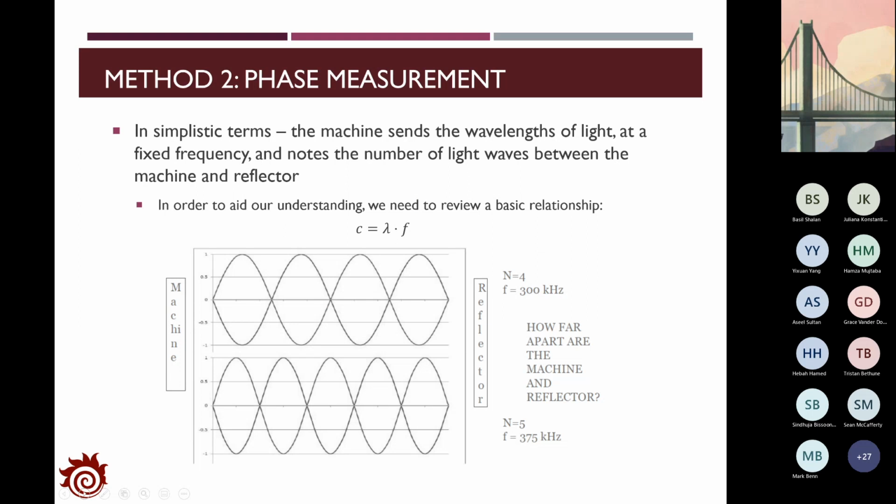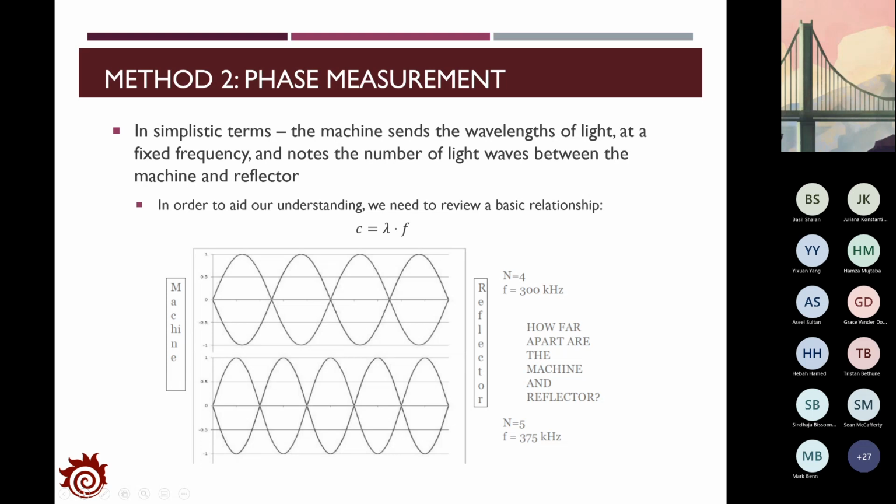And in this method, the machine will send the wavelengths of the light. They send the light with different frequencies of the waves, and in that sense, the wave will reach the target and reflect back. And by measuring the phase difference between the center of the machine and the receivers of the machine, we can then apply some equations, which I'm going to introduce in the next few slides, to calculate the distance from the machine to the target.